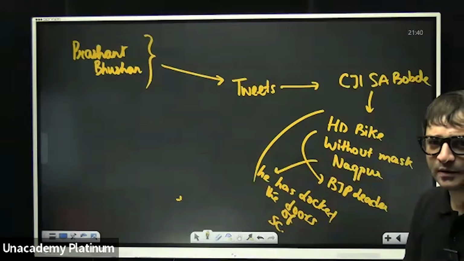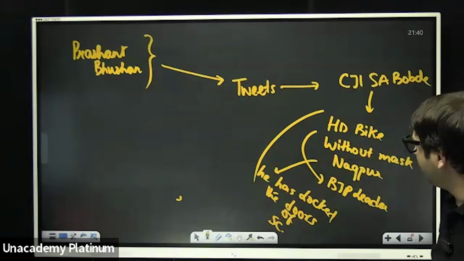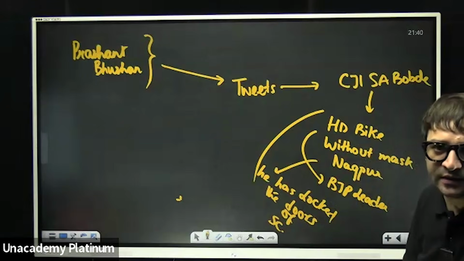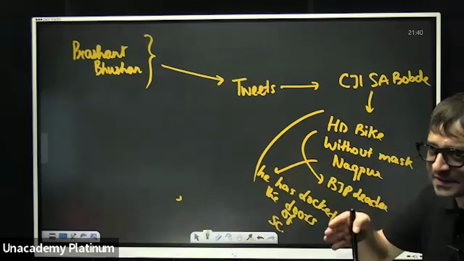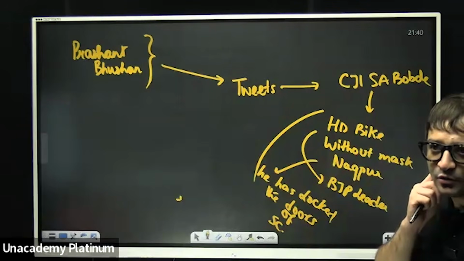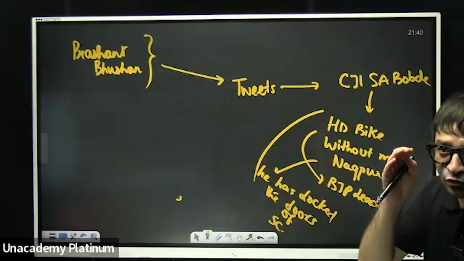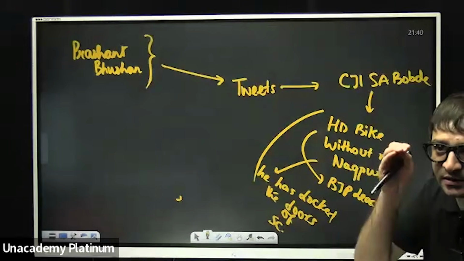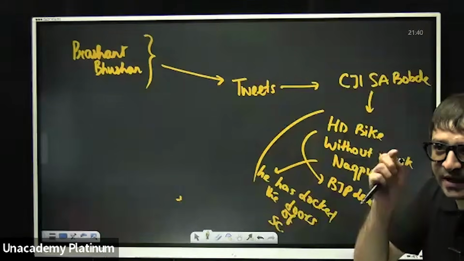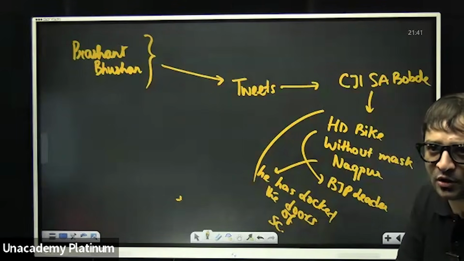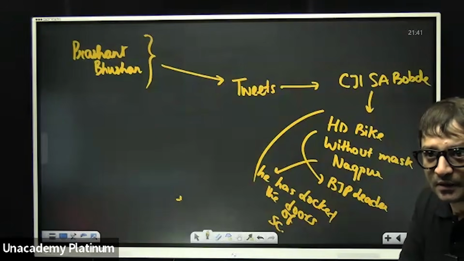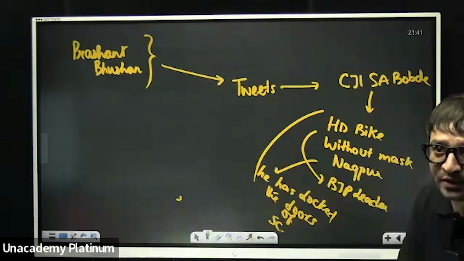What are you alleging? Are you alleging that Supreme Court Chief Justice is riding a Harley Davidson bike? But can't you see he's not riding? The bike is on the stand. So you're lying, number one. But then through this lying, you are casting aspersions. You are sowing seeds of mistrust in the minds of the people. You are saying he's riding a bike in Nagpur. Are you alleging because Nagpur is the headquarter of the RSS? And this bike belongs to a BJP leader, which means there is no independence of judiciary.